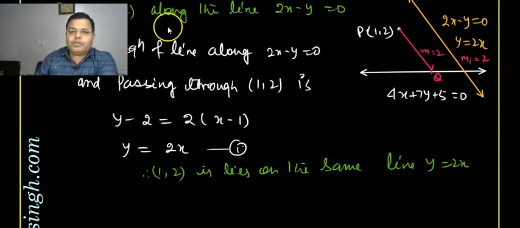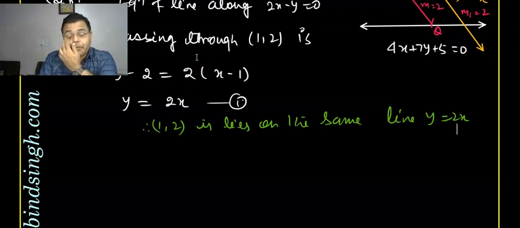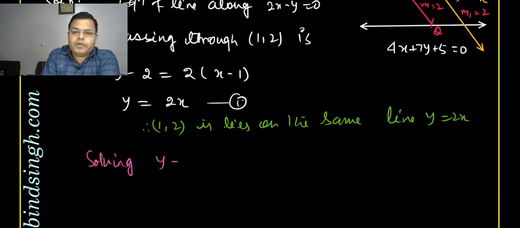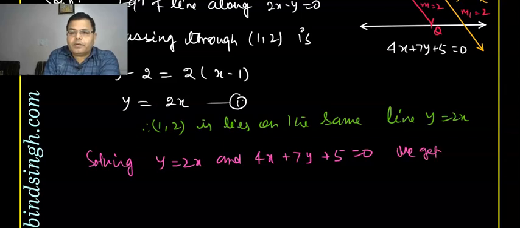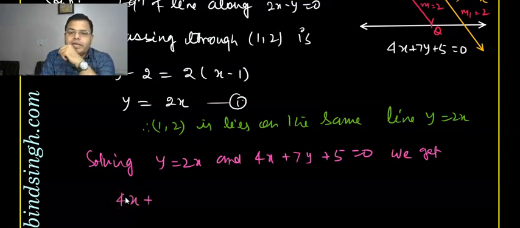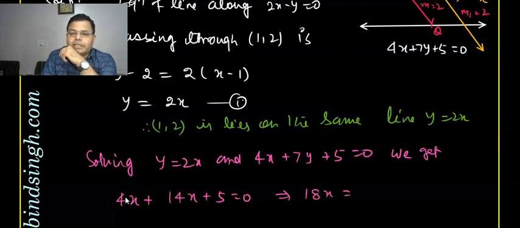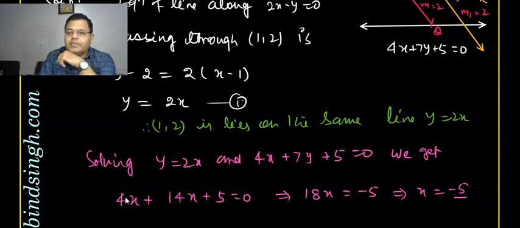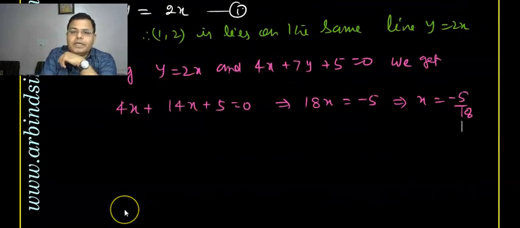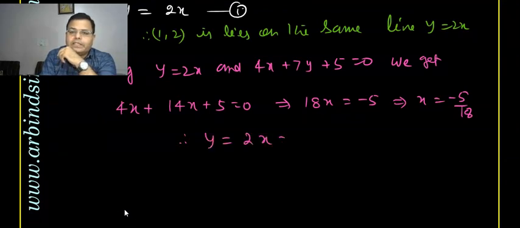Now, we have to solve them. So to get point of intersection Q, solving these two. Now solving y is equal to 2x and 4x plus 7y plus 5 is equal to 0. We get 4x plus 7 times 2x, 14x, plus 5 is equal to 0. 14 plus 4 is 18x is equal to minus 5, and therefore x is equal to minus 5 by 18. Since y is equal to 2x, y is 2 into minus 5 by 18, that is minus 5 by 9.